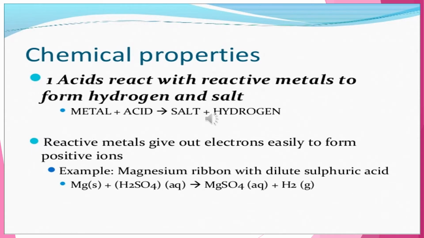Chemical properties: acids react with reactive metals to form hydrogen and salt. So metal plus acid gives salt plus hydrogen. Therefore, reactive metals give out electrons easily to form positive ions. For example, magnesium ribbon with dilute sulfuric acid gives magnesium sulfate plus H2 gas.